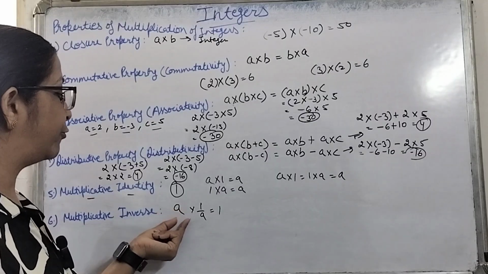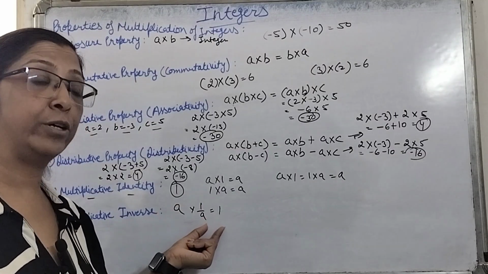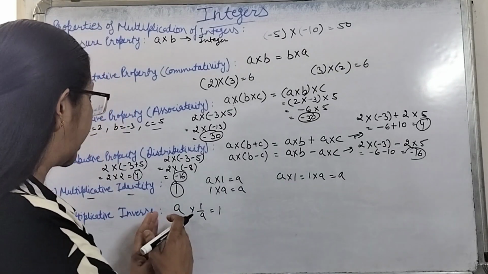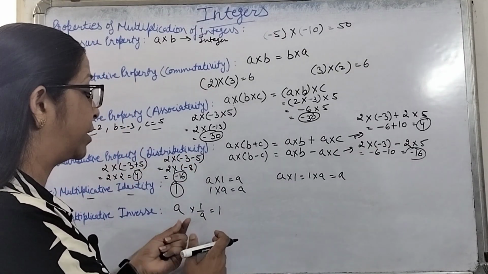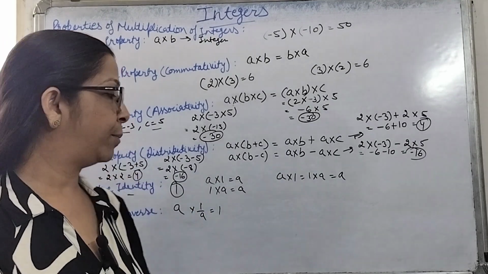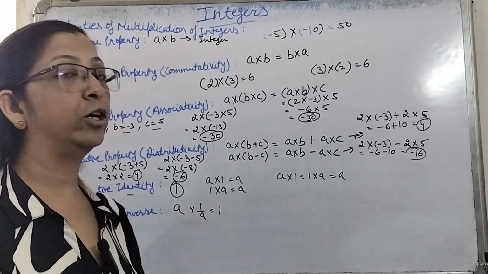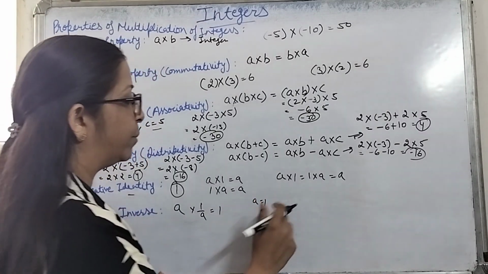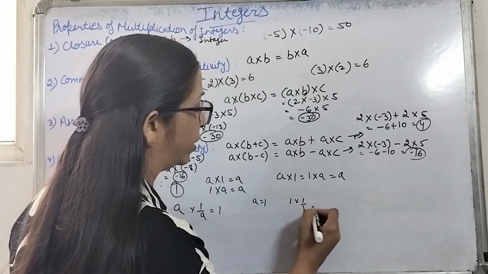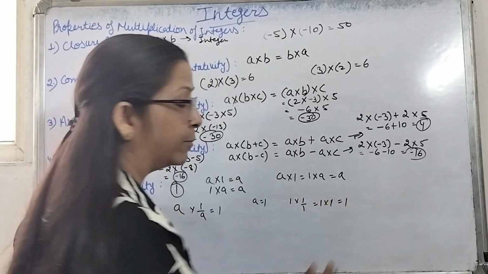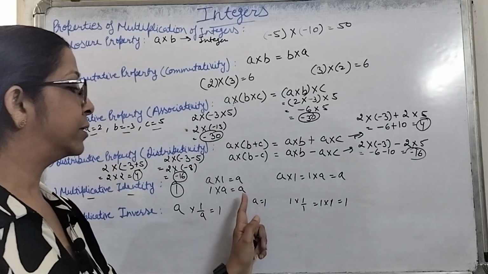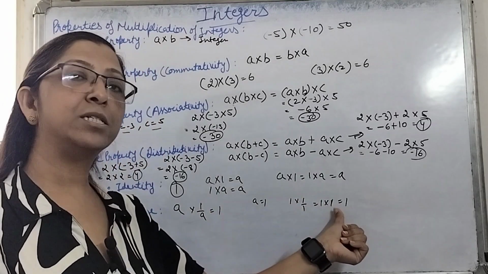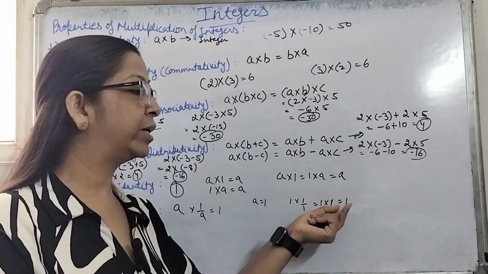If we multiply any number by its inverse, suppose one of the integers we have taken as A, its multiplicative inverse will be 1 upon A, because if we multiply any number by its multiplicative inverse, the product will be your 1. Now if we take A as 1, then multiplying 1 by 1 upon 1, or we can say 1 also, the product will be 1. That means for 1, the multiplicative inverse is 1 only, because when we multiply 1 by 1, we get 1.